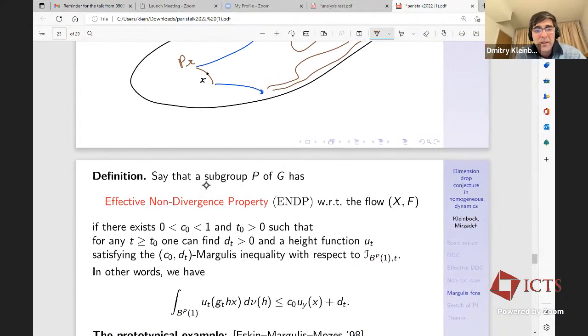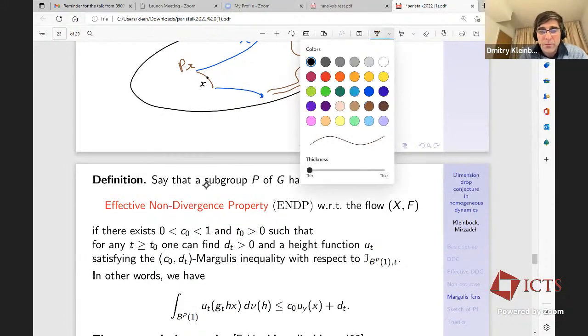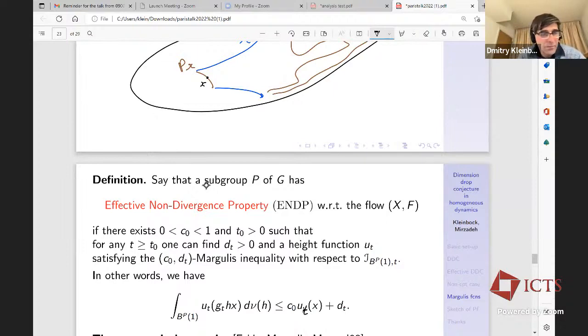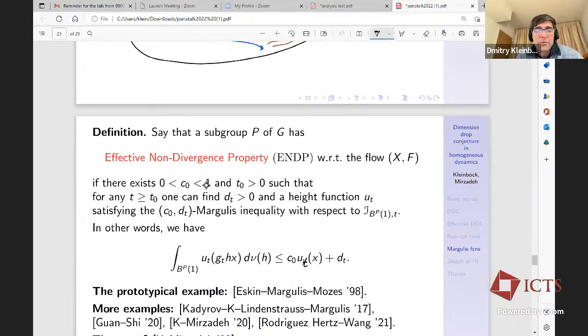Okay, so in other words, if you take this u and you integrate it with respect to the measure over the translate, you're going to have a bound C0. Sorry, this is a mistake. This should be u sub t, of course. u_t of x plus d_t. Okay, and this whole thing comes from the paper about quantitative Oppenheim conjecture by Eskin, Margulis, and Mozes. And then recently there are many examples essentially generalizing the construction there by Guan Shi, by Rodriguez Hertz and Wang, and something we did with Kadyrov, Lindenstrauss, and Margulis that I'll mention later, and also something we did with Shakriar. So in many situations you can construct these height functions.